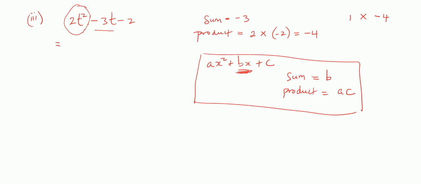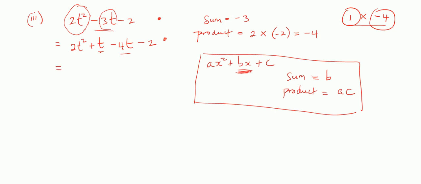Okay, so I'm going to replace the middle term. So 2t squared, and when I'm replacing the middle term, what I'm doing, I'm saying plus t minus 4t, right? I got this t from this 1 here, and I got this minus 4t from this here, right? Because I'm finding two numbers whose sum is minus 3 and whose product is minus 4, right? And then I have to put back my minus 2 here. So all I've done from this point here to this point here is replace this term, right?